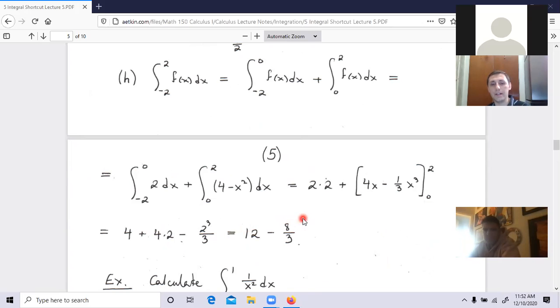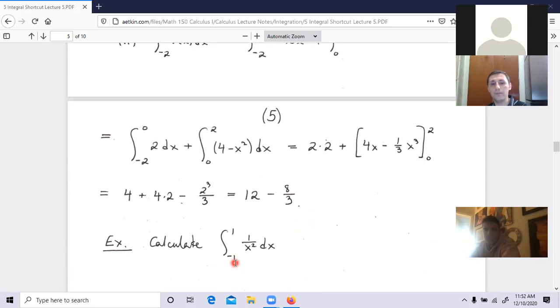Now here is another example, guys. Let's see what you would say now. The integral from -1 to 1 of 1 over x squared dx. What would be the value? What do you think is the value?